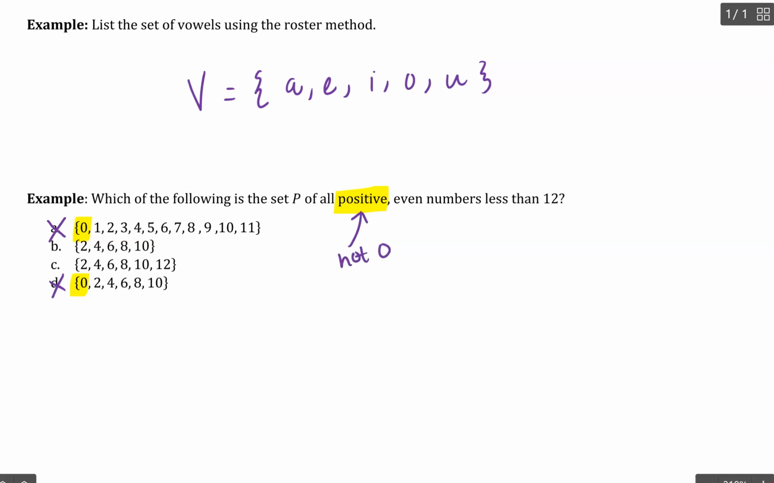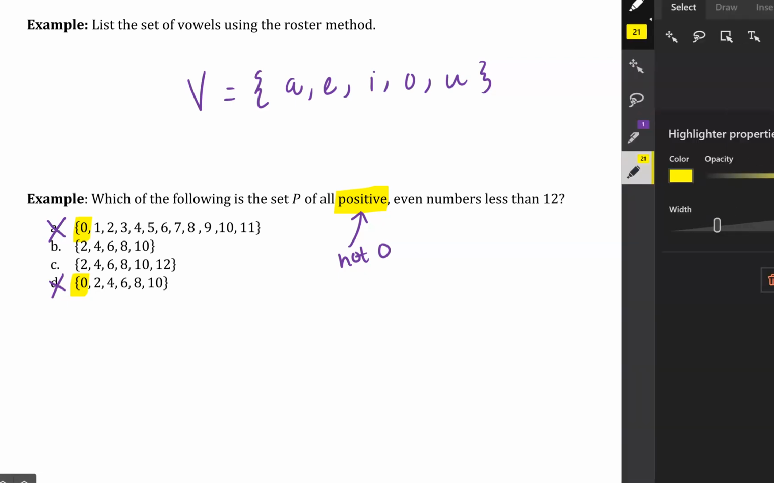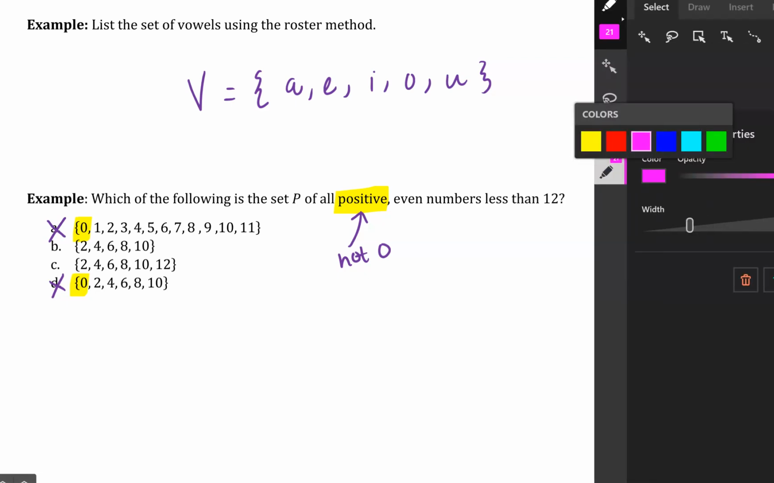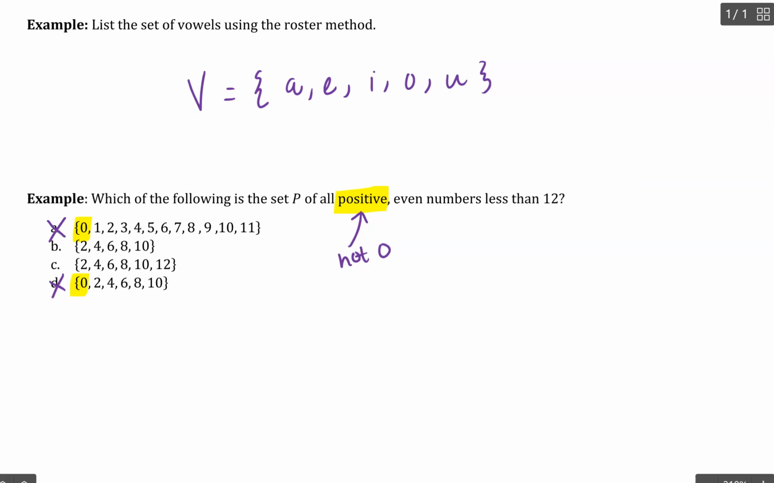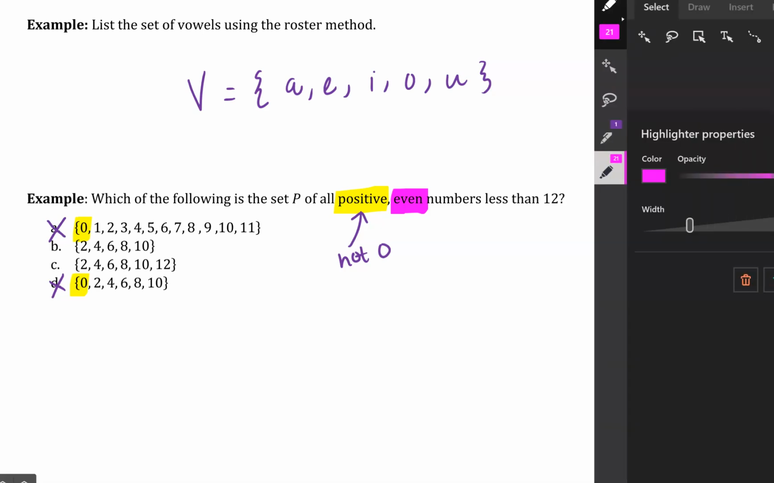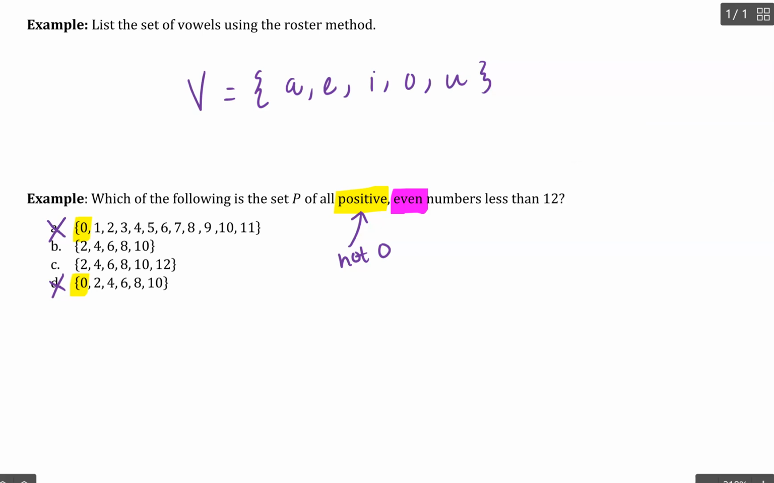So 0 is not considered a positive number, so we can actually mark those two answer choices off because they include 0. So now let's move on to even. The answer choice we're looking for needs to include only even numbers. So the next two answer choices I have there do, so we're good there. And then finally we're looking for only numbers less than 12. So not equal to 12.